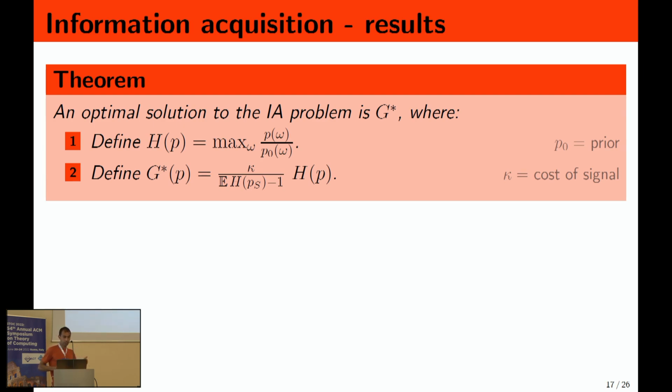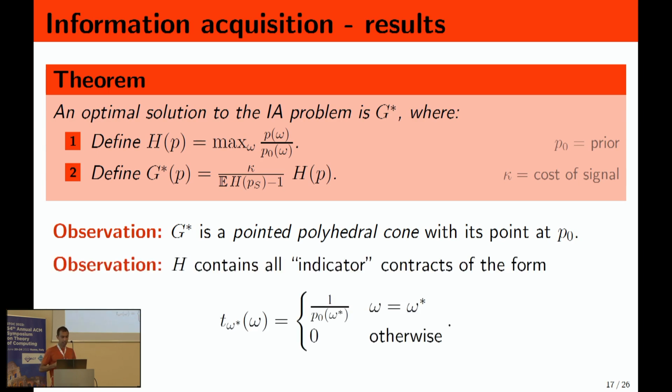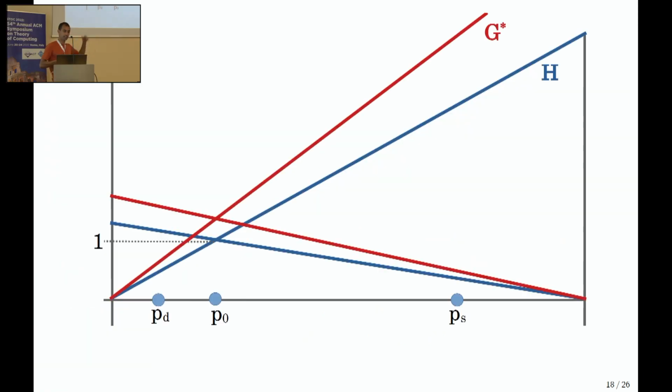So the convex function G star, this optimal solution, we first define a convex function H, and then we scale it to get G star. And G star is a V, a multi-dimensional V shape, which matches what you'd expect from reading prior work. And yeah, this H is kind of nice. It's just a maximum over a relatively small number of contracts. So this is what that looks like. You define the H, and then you scale it up.